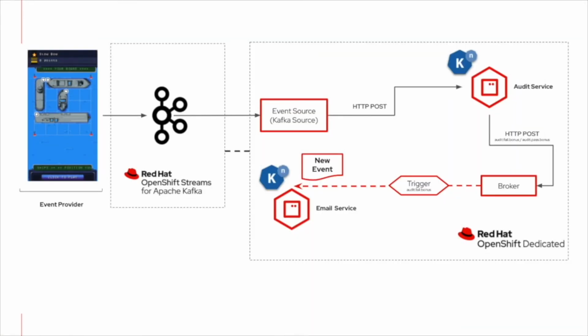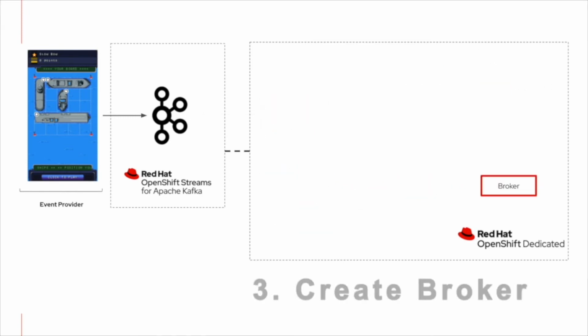Looking back at our design, if you remember, our serverless audit service used a broker to emit events that contain the audit results, and then downstream services like the email service can register their interest in those events using a trigger and process them. So the next step is to create our broker.